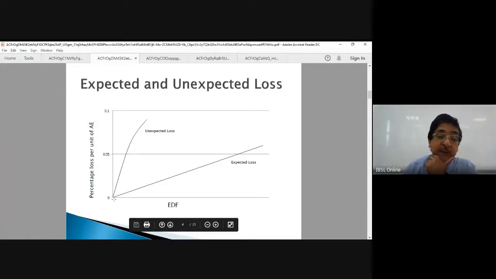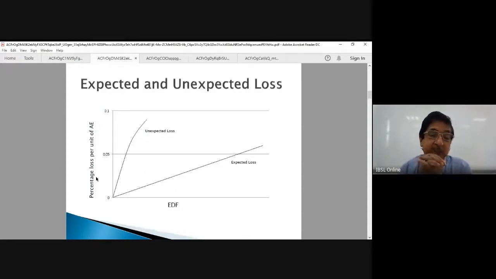But you can just look at the unexpected loss. Say, if the EDF is very, very low, very close to zero, there's a particular unexpected loss. But you can see that with a small increase of EDF, or the expected default frequency, or the probability of default, you can see the increase in unexpected loss. So we call it an exponential increase. I think you can have your mental picture of expected loss and unexpected loss through this graph.